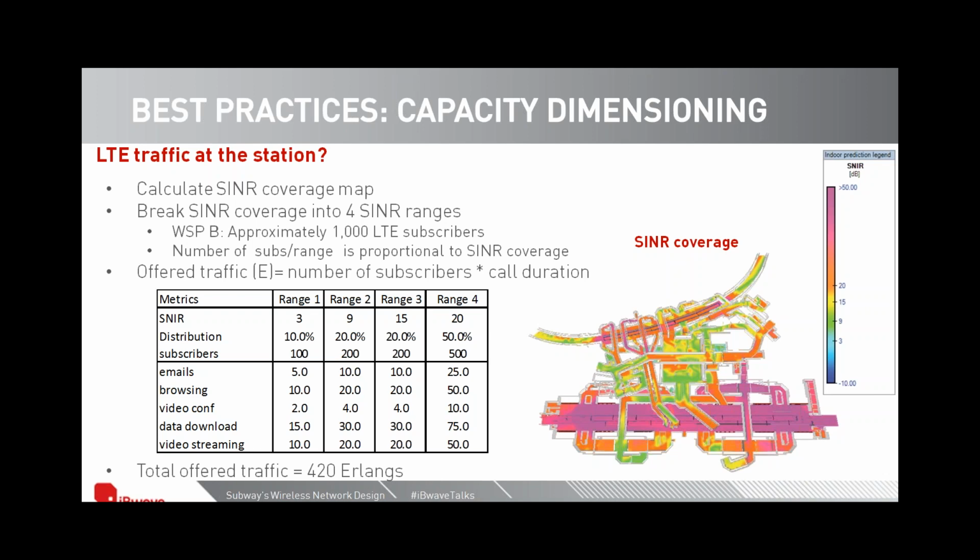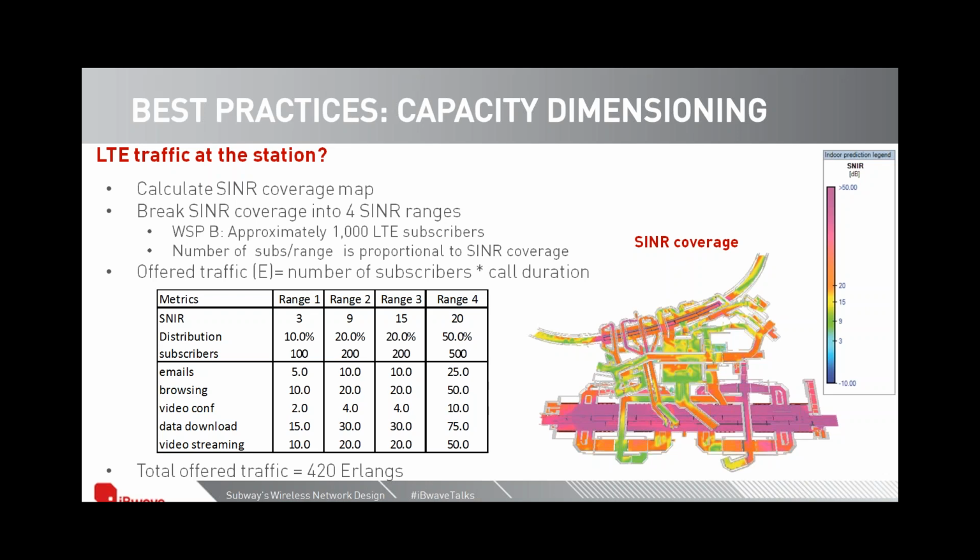Now, we know the number of subscribers in each of these ranges because we have assumed a uniform distribution, which means that they are distributed equally throughout the station. If I have 50% of the station above an SINR of 20, then 50% of LTE subscribers for wireless service provider B are going to be in that range, and that's how we get the number of subscribers per range.